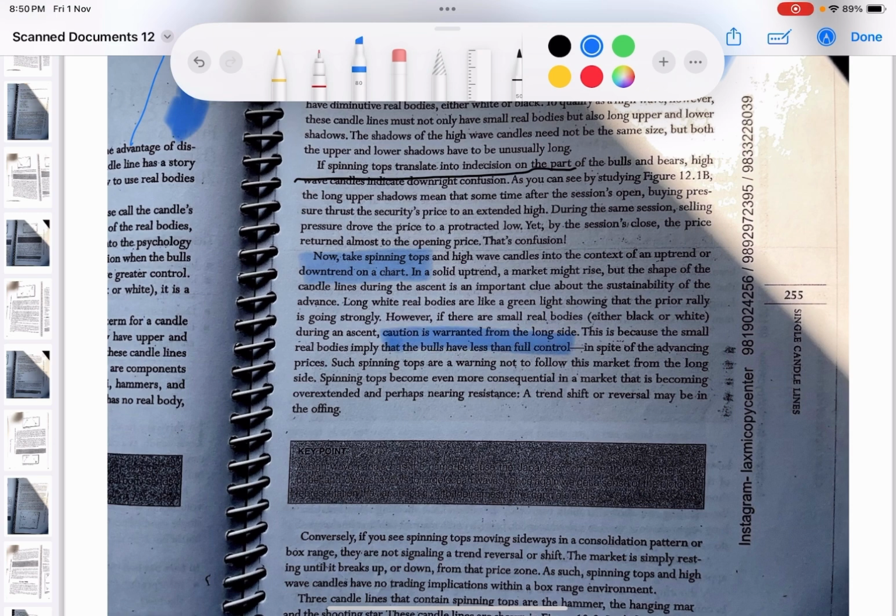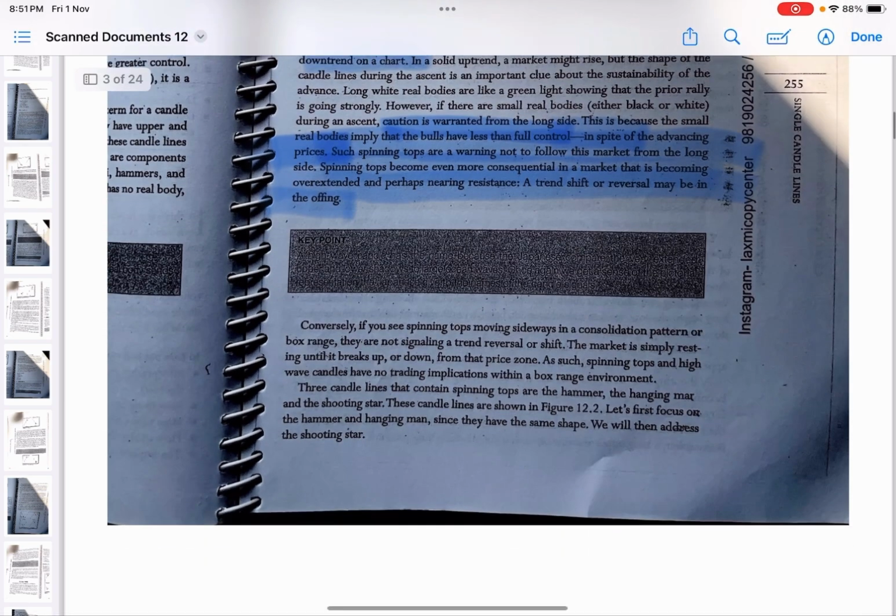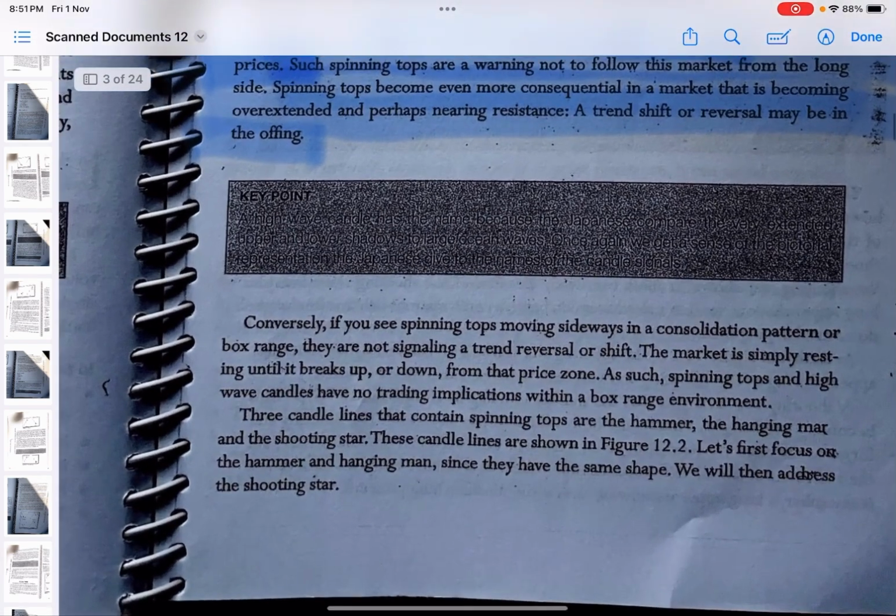This is because the small real bodies imply that bulls have less than full control in spite of the advancing prices. Such spinning tops are a warning not to follow this market from the long side. Spinning tops become even more consequential in a market that is becoming overextended, perhaps nearing resistance. A trend shift or reversal may be in the offing. Wait, I don't think this is visible.